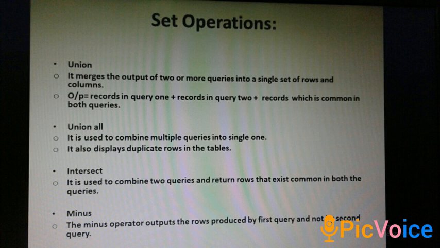The minus operator is used to subtract the result of one query from another. The minus operator outputs the rows produced by first query and not by the second query. So the minus operator gives preference to the first query. The first table's records which resides in first table and not in the second table is selected. So the output is records only in query 1. So this is the minus operation.